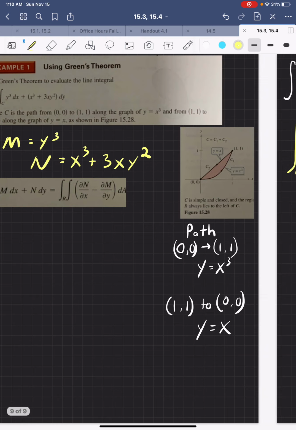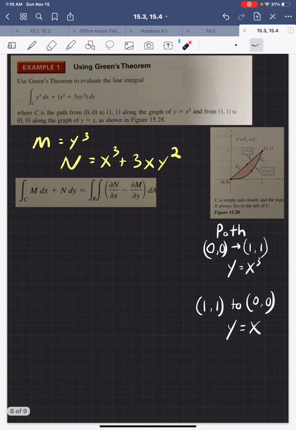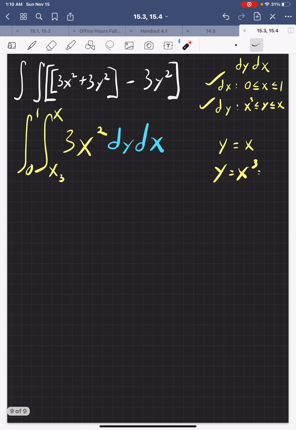So we're going from x cubed to x. That makes perfect sense because it has to be above x cubed but below x. I was thinking for some reason, I guess I'm in a rush, that we had to switch the bounds in this problem, but we didn't.